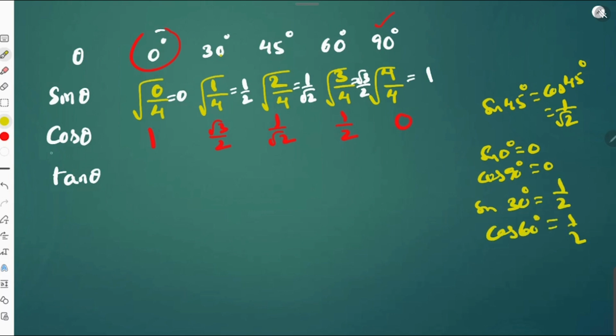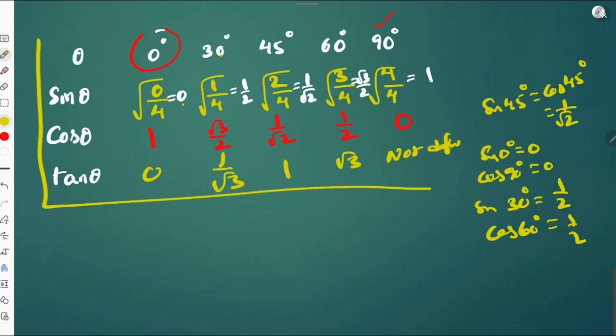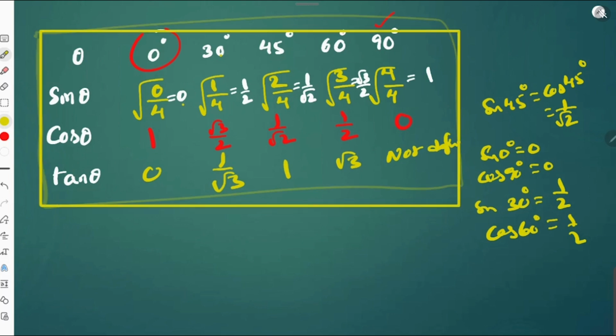Now, sin theta by cos theta. So 0 by 1, 0. 1 by 2 by root 2 with 1 by root 3. Sin theta by cos theta, 1. Sin theta by cos theta, root 3. It is not defined. So this way you can easily remember all the values of it. This is the best way. In examination, in a rough sheet, you just fill the tables like this, and then you can take up values whatever they are.